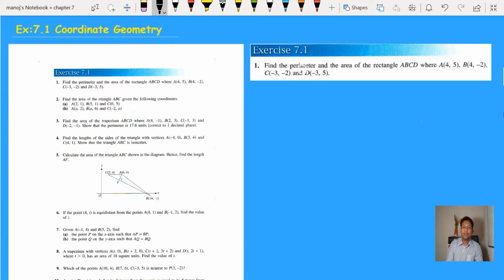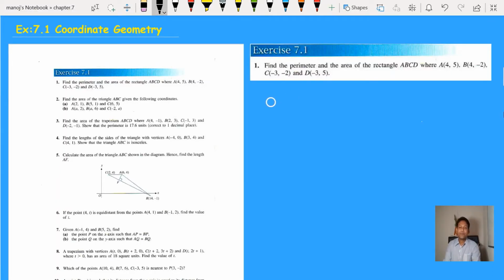Today we are doing exercise 7.1. As we know, there are about 10 questions, and in 7.1 we have to use the distance formula and the area of triangle formula when coordinates are given. So I will request you to please watch my video. The link is above, so that you can understand how to use the formula and which other formulas are in exercise 7.1. Please watch this video first.